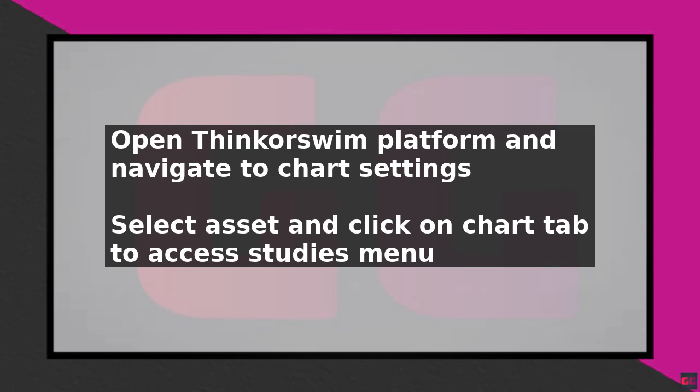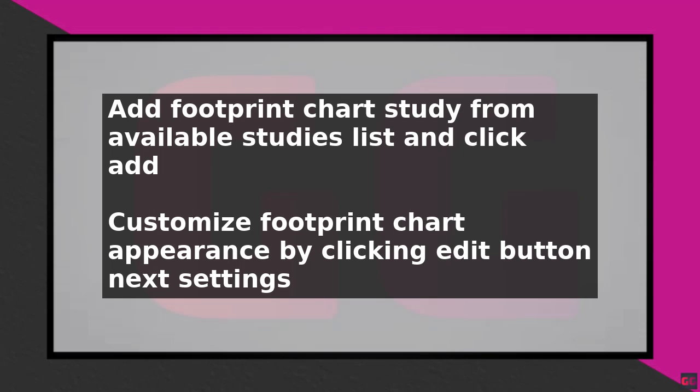In the Studies window, click on the Add Study button and type footprint in the search bar. Select the footprint chart study from the list of available studies and click Add. Once the footprint chart is added, you can customize its appearance by clicking on the Edit button next to the study name. In the Edit window, you can adjust the colors, font size, and other settings to suit your preferences.